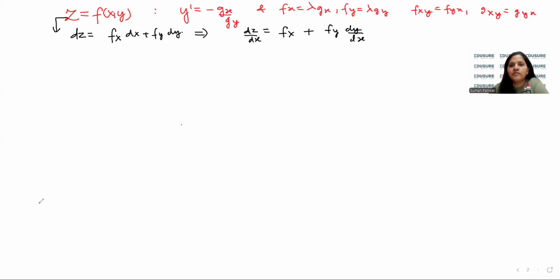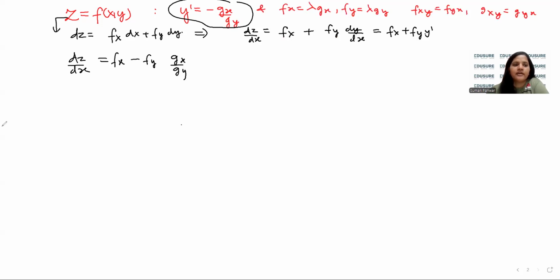Now what is dy by dx? That is fx plus fy y dash. So eventually what we are going to get is dz by dx equals fx, and in place of y dash we will put minus gx by gy, so fy times minus gx by gy. Now we are again going to differentiate.